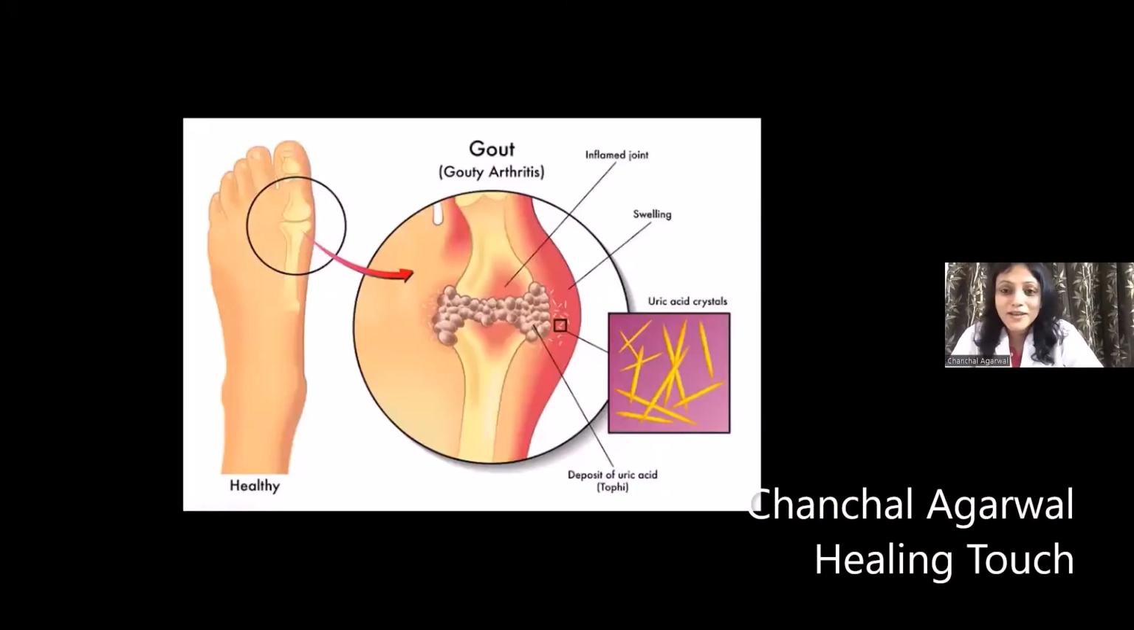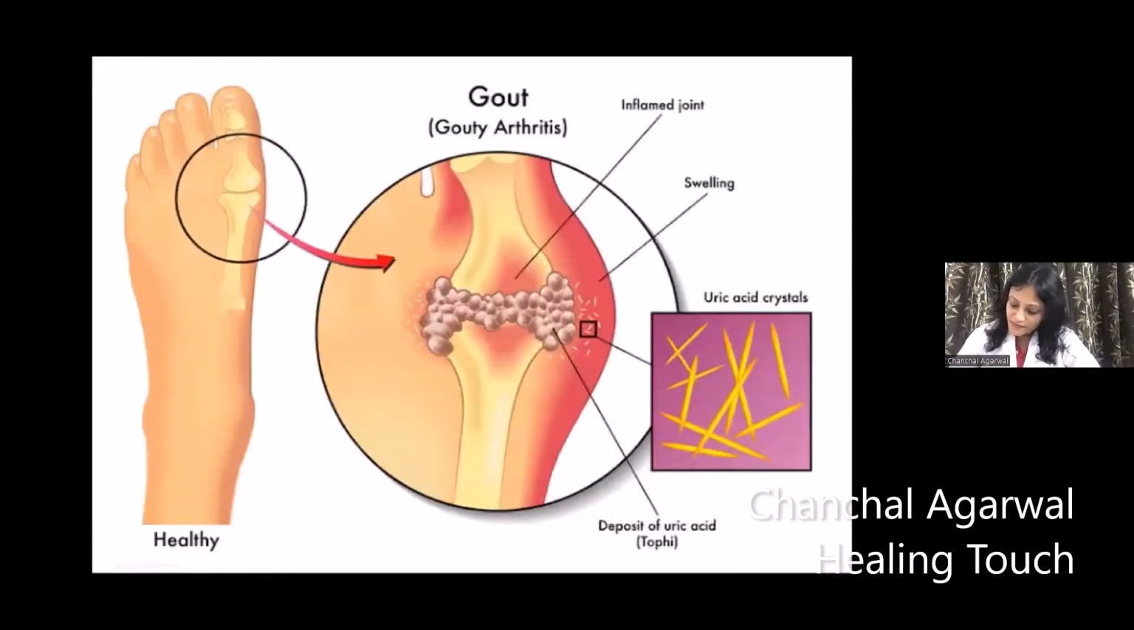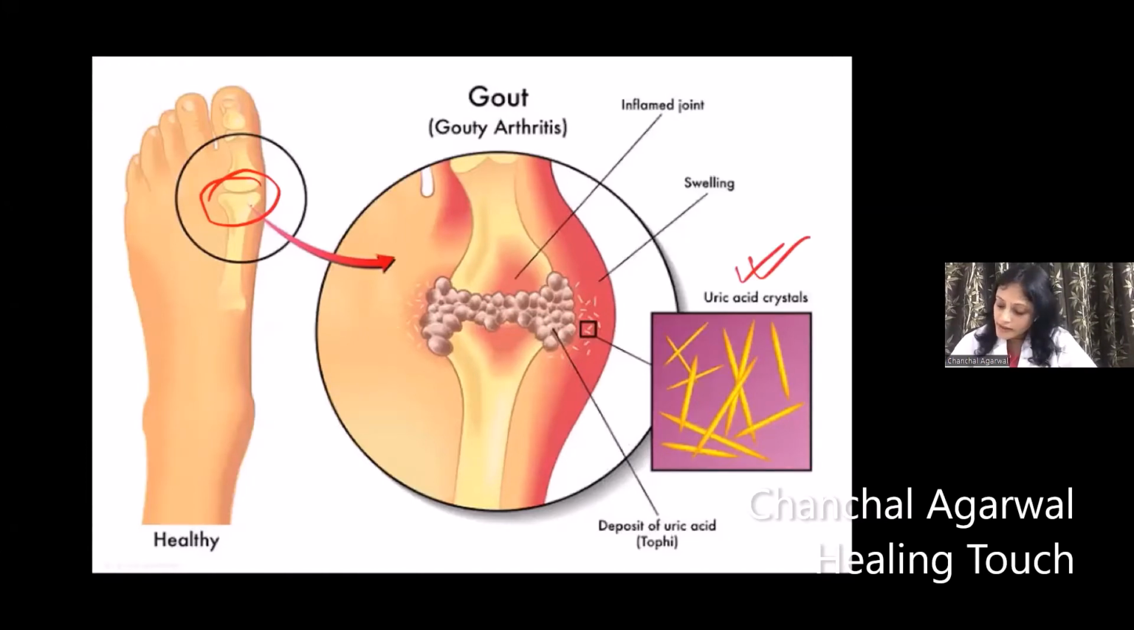Tophi. How can I forget it? It's tophi. It's not toffee, it's tophi. Okay, so see this picture. If this is the bone, this area is the bone joint, then uric acid crystals get accumulated here, and the deposit of uric acid crystals is called tophi, T-O-P-H-I. It forms a nodular structure in whichever joint, whether on the fingers or on the toes.